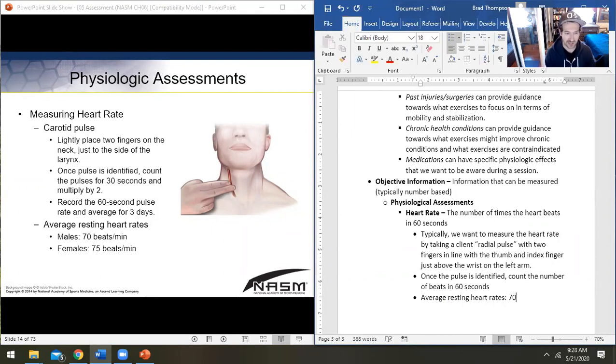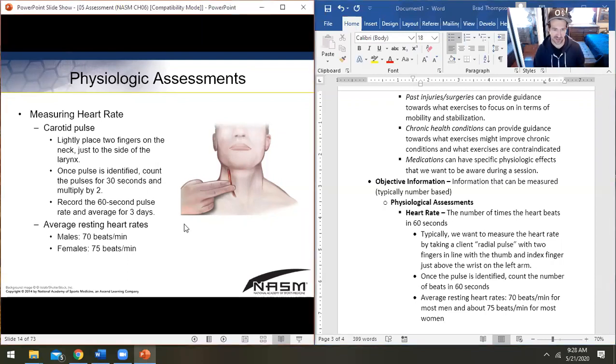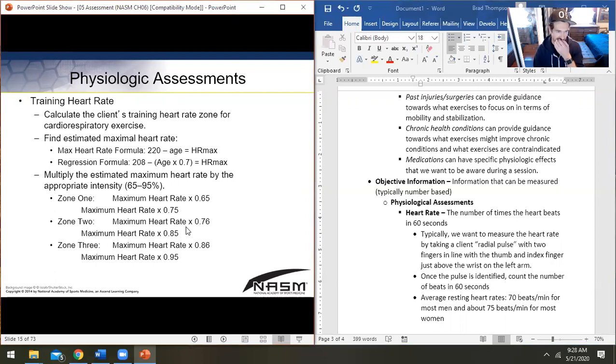That's going to be about 70 beats per minute for most males and about 75 beats per minute for most women, so most females. 70 to 80 is the average. You guys are aware of that. We just had that on our test yesterday. But in general, a good resting heart rate, we're looking for about 70 to 75.